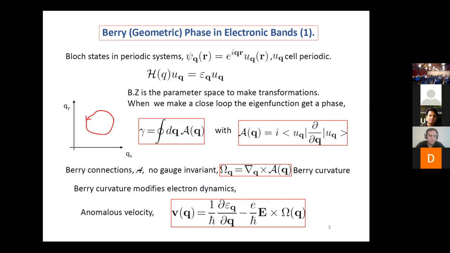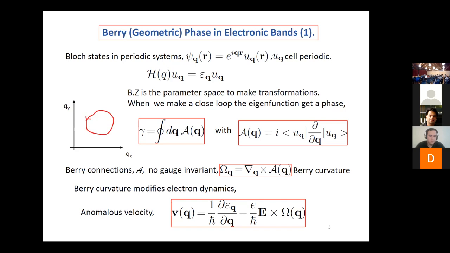Okay. So before studying the geometry of the two-body system, I'm going to recall very quickly the concept of Berry phase in solid state, in the band structure. We know that you have a crystal with a periodicity, and due to Bloch theorem, the wave function can be written in this form, where this u_q is periodic in the crystal. So when you change the unit cell, u_q is periodic, and this phase is moving along the crystal, it is not periodic.